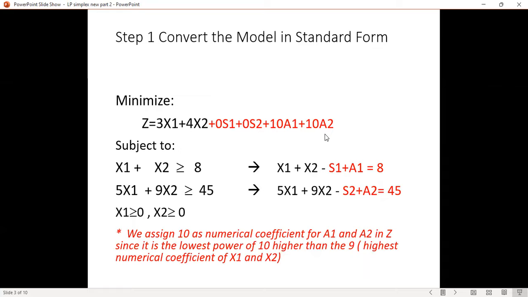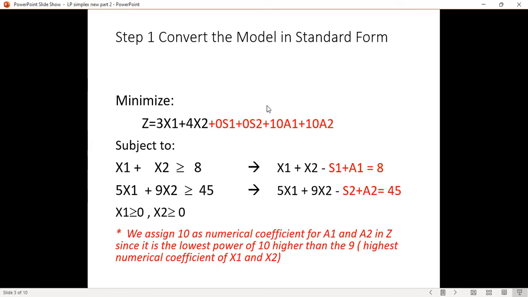Now, why did we assign 10 as the numerical coefficient for A1? Because if we look at all the numerical coefficients of x1 and x2, they are 3, 4, 1, 1, 5, 9, the highest of which is 9. And the lowest power of 10 higher than 9 is 10. So we assign 10 as the numerical coefficient for both A1 and A2. This completes our LP model.